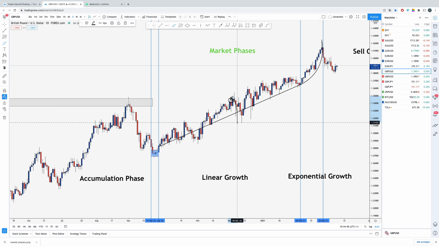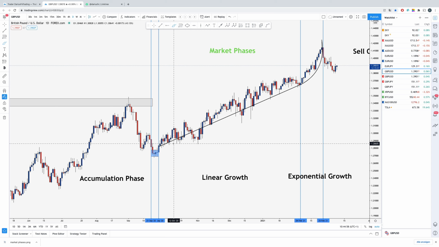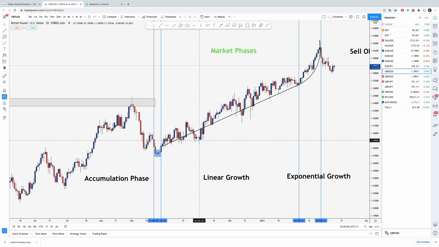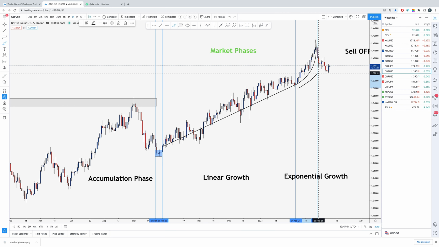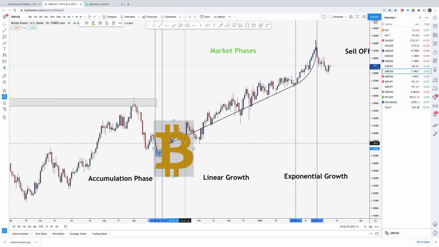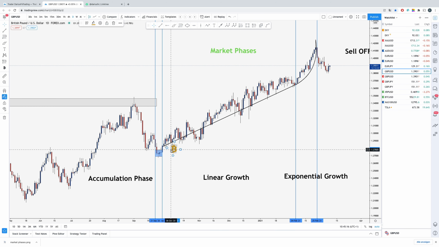Again, a big sell-off to the downside, but the market is still holding this linear growth, which is why I marked this trend line. That's pretty normal. The result after a linear growth is going to be an exponential growth. That means during this movement to the upside, a lot of retail traders are going to join the market.